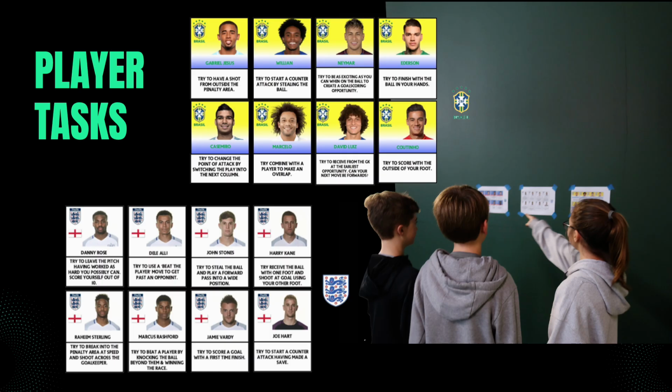But what I like to use is these things called player tasks, a simple but really powerful way to connect players to the culture of the game. So each card features an iconic player, could be past or present, along with a signature behavior linked to their style. For example, Neymar's creativity in 1v1s, and Messi's ability to take players on 1v1 and dribble and score goals, or Harry Kane's finishing with both feet.